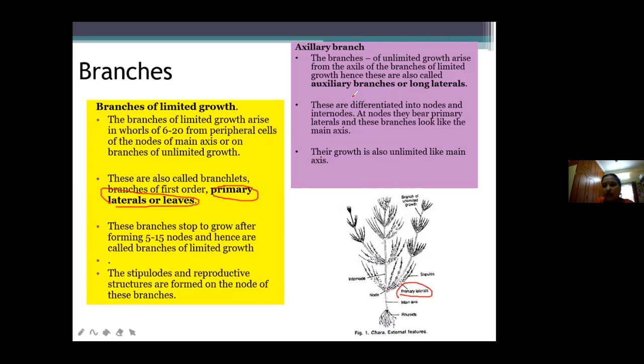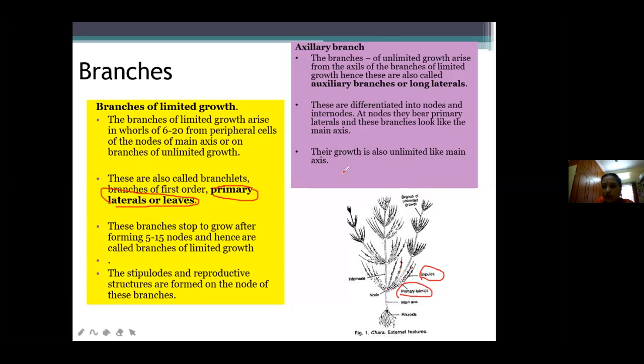The next one, the nodes of the long lateral, this part. The nodes of the long lateral bear a short lateral which ultimately gives rise to stipules. See here, each and every nodal part forms on the long lateral. This is to form the stipules. Which one is formed? Stipules. These stipules are leaf-like structures, that is called the stipules. These are the important characteristic features. Long laterals bear a short lateral which ultimately forms stipules.